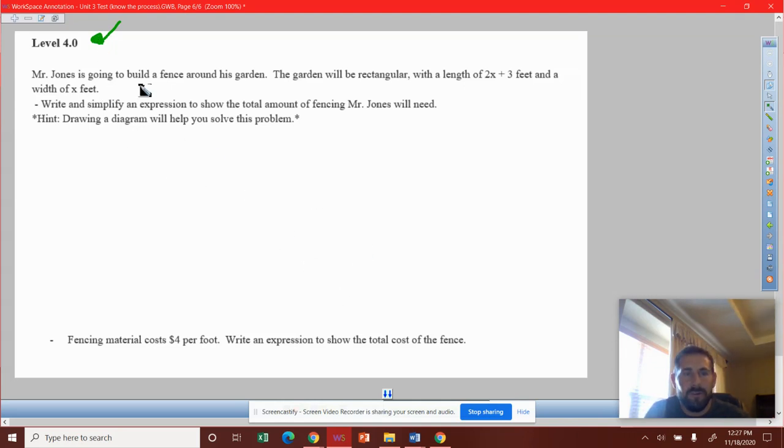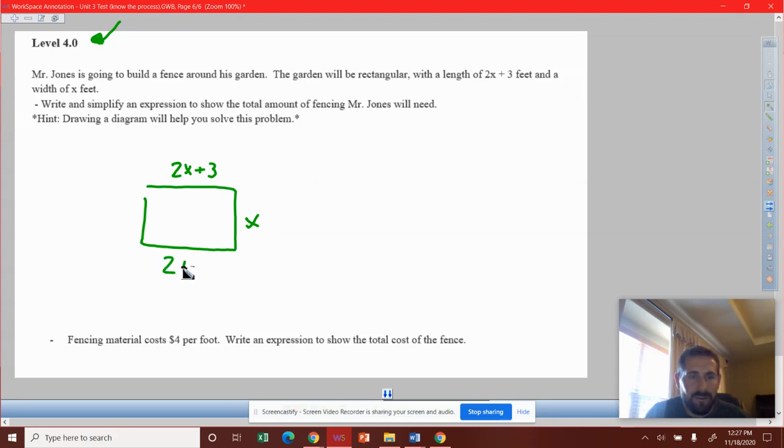So Mr. Jones is going to build a fence around his garden. The garden will be a rectangle, so go ahead and build a rectangle with a length of 2x plus 3 and a width of x feet. Well, if this side is 2x, then so is this one. And if this width is x, then so is this one. So write and simplify an expression to show the total amount of fencing Mr. Jones will need. Hint, drawing a diagram will help you solve this problem.